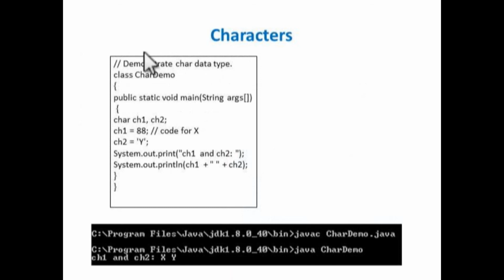And here I am demonstrating the character. I am declaring two variables, ch1 and ch2, and I am assigning 88 to ch1. 88 is the decimal code for capital X, and I am assigning the character Y directly. So here I am demonstrating how we can use the character value. Either you can use the character with single quotes, or you can use the corresponding code. Both are the same.